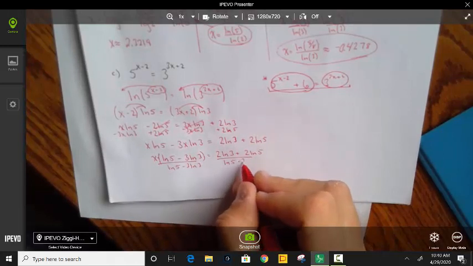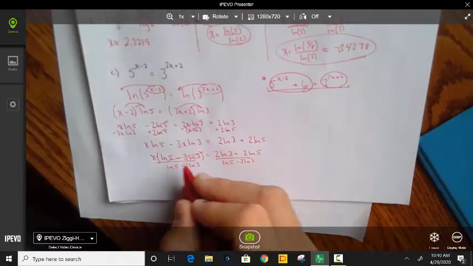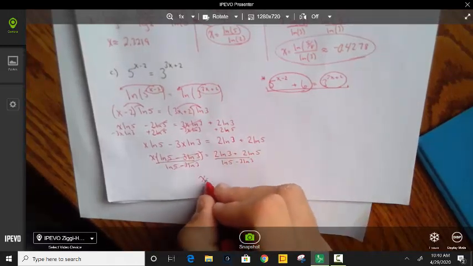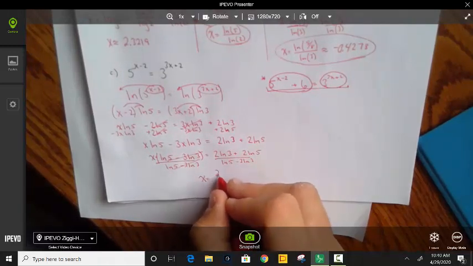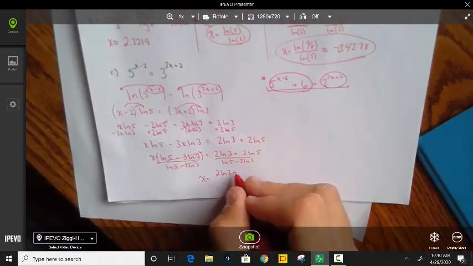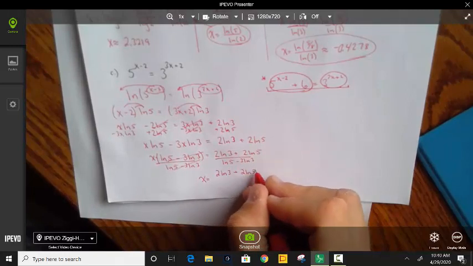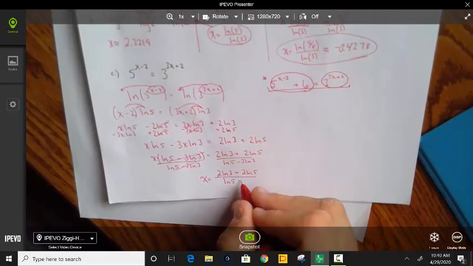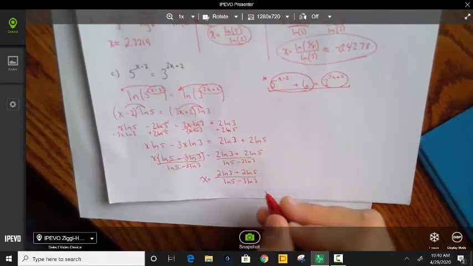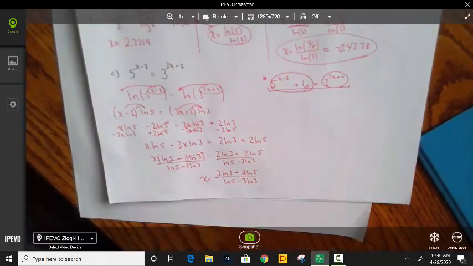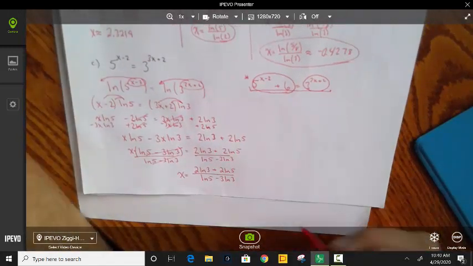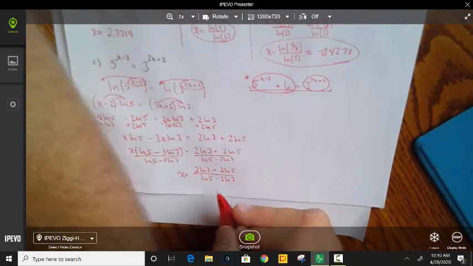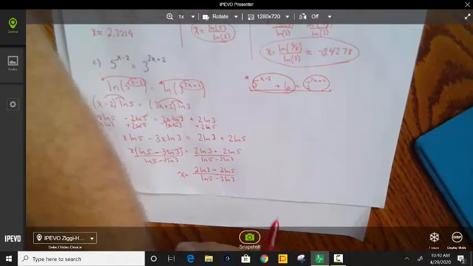So, as weird as it seems, our answer for this is going to be the quantity 2 natural log of 3 plus 2 natural log of 5 divided by the natural log of 5 minus 3 natural log of 3. None of this cancels, none of this reduces. Now, you could type this in the calculator exactly how it's read, or you could clean it up a little bit if you wanted to.